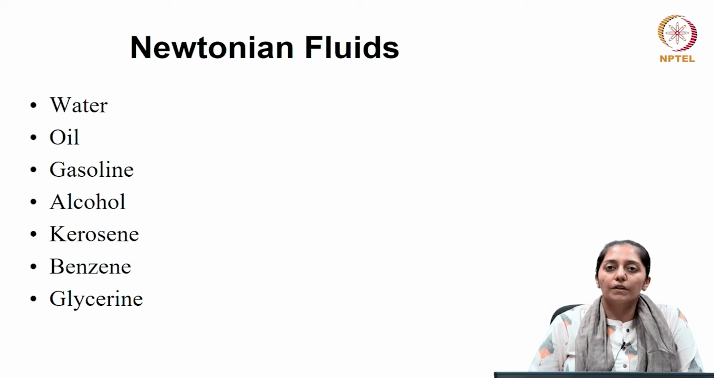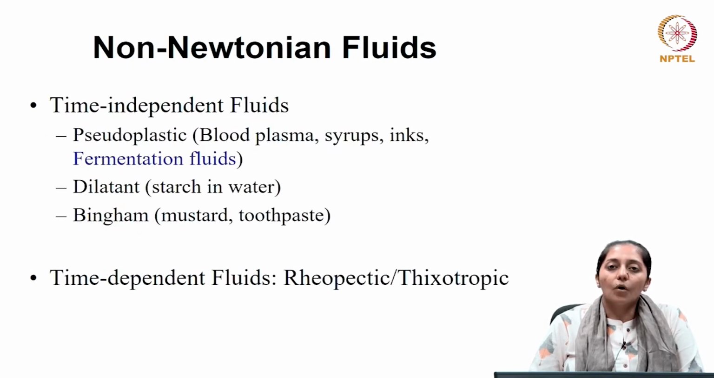Some examples of Newtonian fluids are water, oil, gasoline, alcohol, kerosene, benzene and glycerine. Now what are non-Newtonian fluids? Non-Newtonian fluids can further be differentiated into different forms, like pseudoplastic, where examples are blood plasma, or syrups which we drink, or ink. Fermentation fluids come under this class. Dilatant behavior is like starch in water, and Bingham plastic is like mustard or toothpaste.